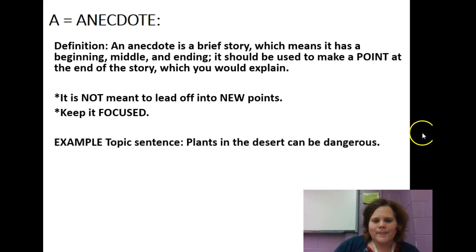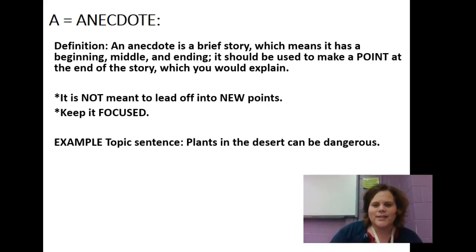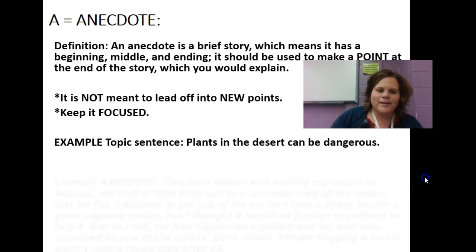So here's an example. Plants in the desert can be dangerous. If this was our topic sentence, then what we're trying to prove is dangerous. We could clarify it, but it's kind of obvious, so we might give an example. And here's an anecdotal example.